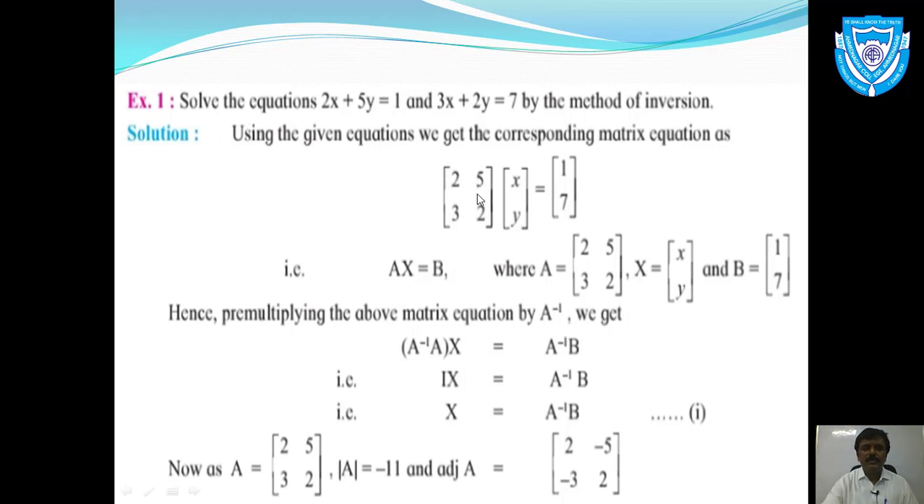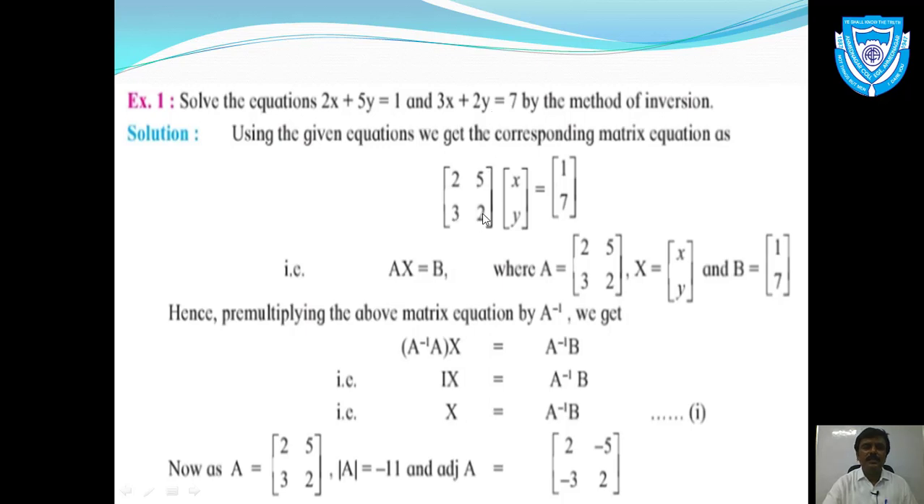Here you can see in the first bracket we have written 2, 5, 3, 2. What are 2, 5, 3, 2? They are coefficients of variables in equation 1 as well as equation 2. Look at the equation number 1. 2, 5 are the coefficients of x and y. So first row is 2, 5. What are the coefficients of x, y in the second equation? 3, 2. So therefore we will take second row as 3, 2.